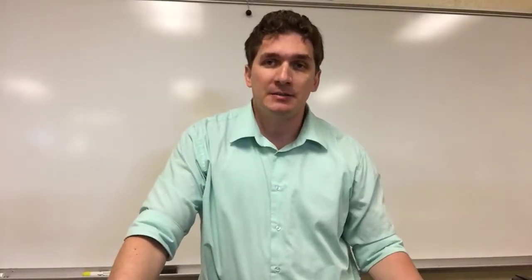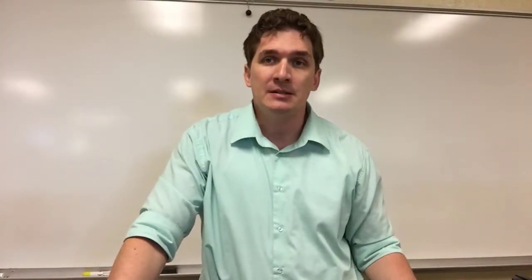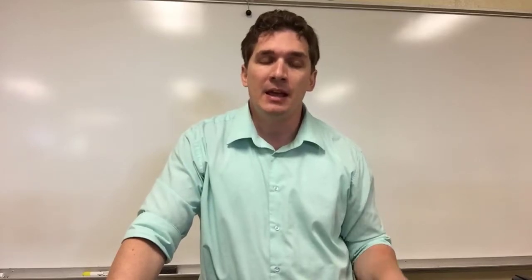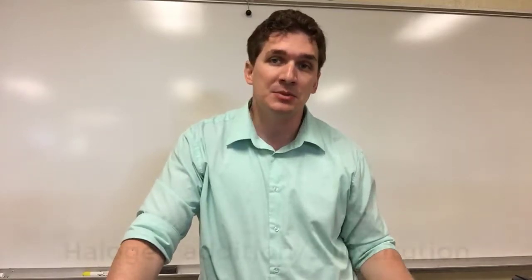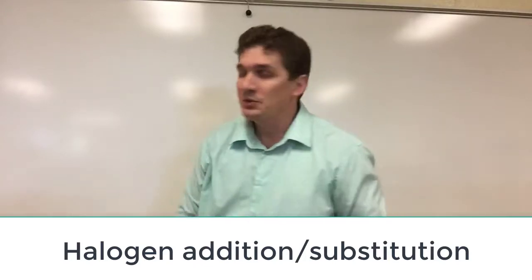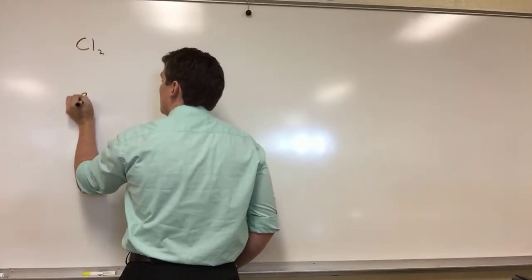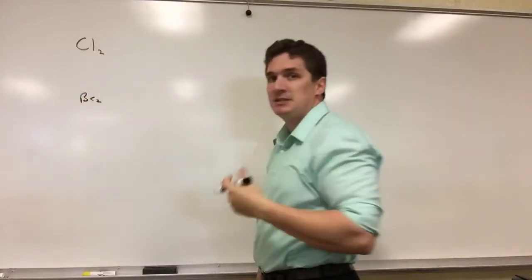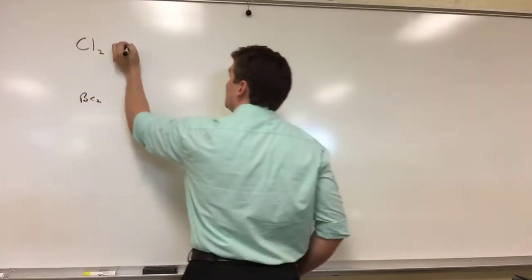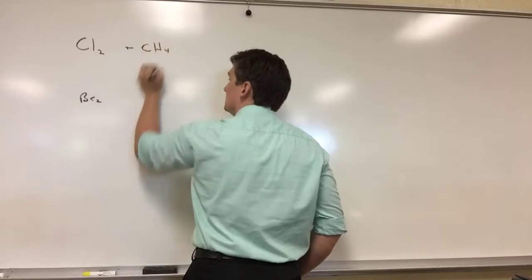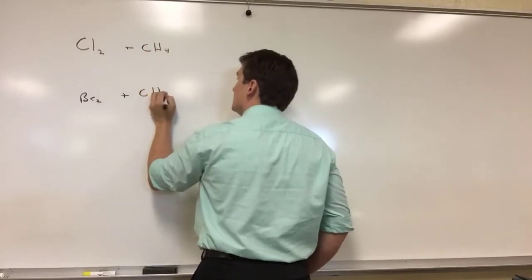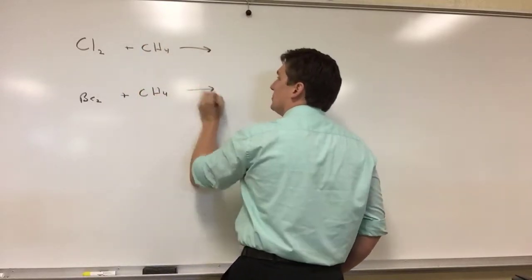So let's talk about one of the few things you can do with alkanes, and this is a halogen addition or halogen substitution on one of the carbons. So we're typically going to look at something like Cl2 or Br2 for this type of reaction. And the easiest example of this is methane. So if we have CH4, we can get substitution of one of the hydrogens.